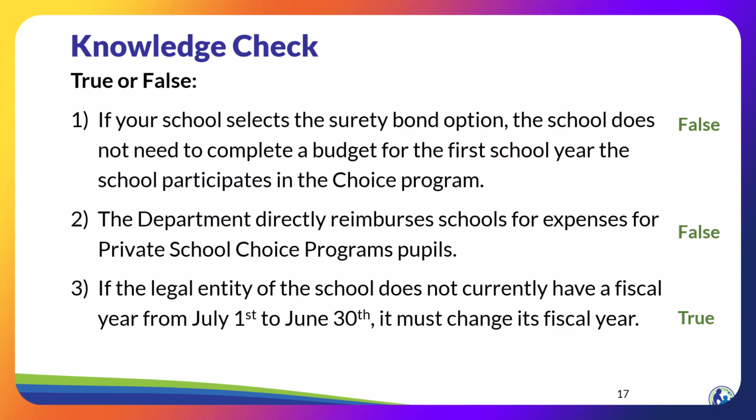And third question is true. All schools participating in the choice program must have a fiscal year from July 1st to June 30th.